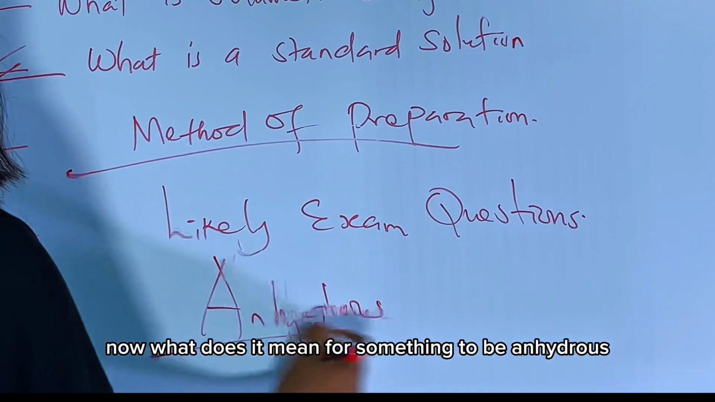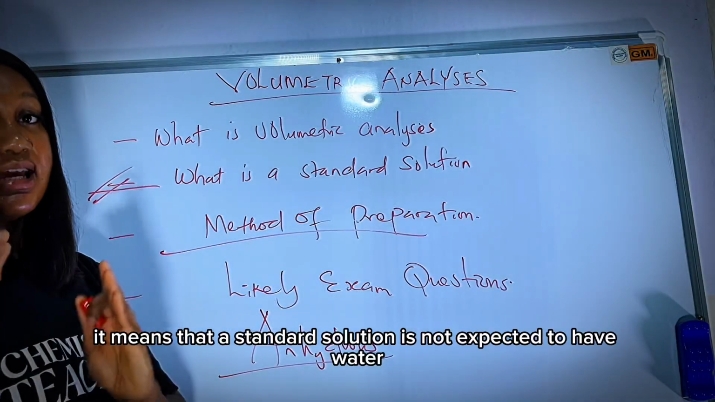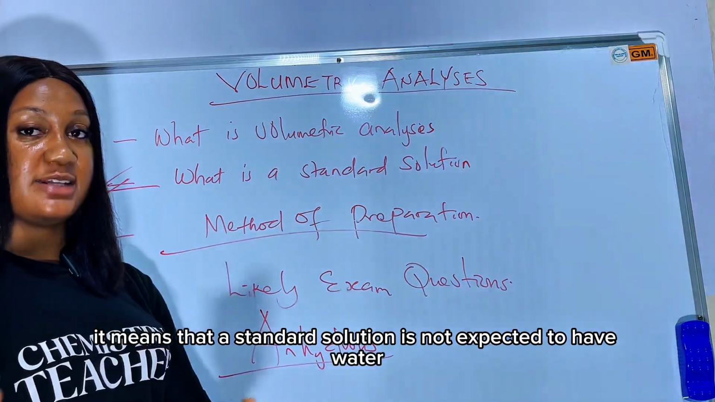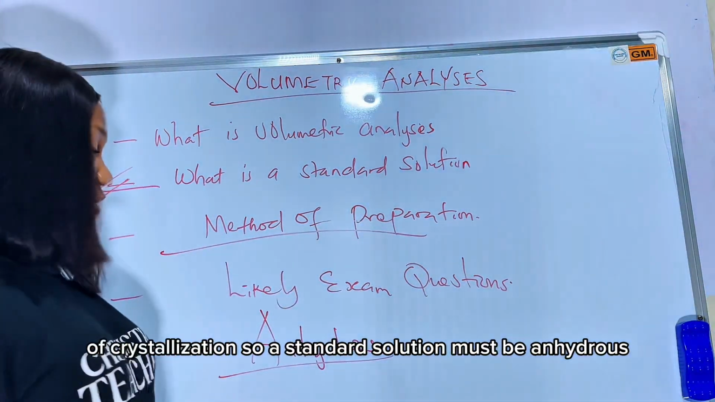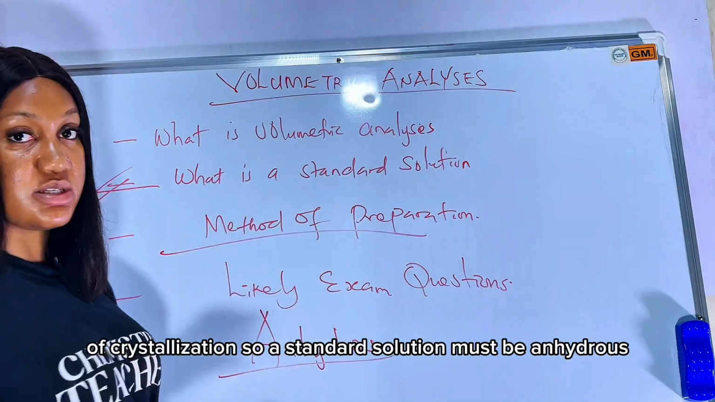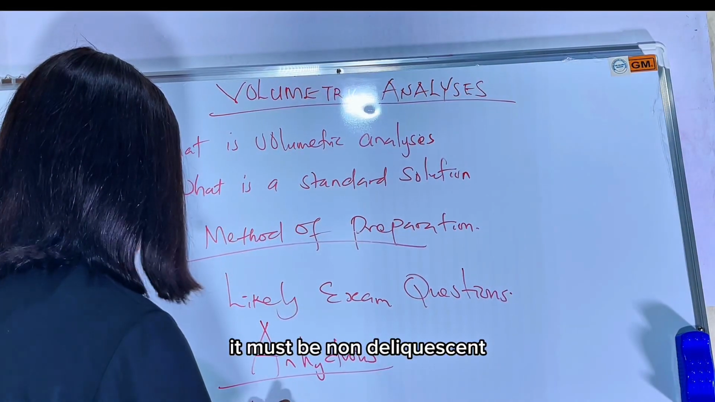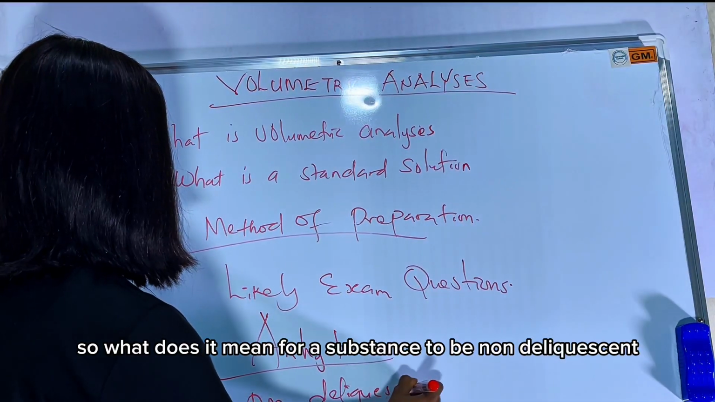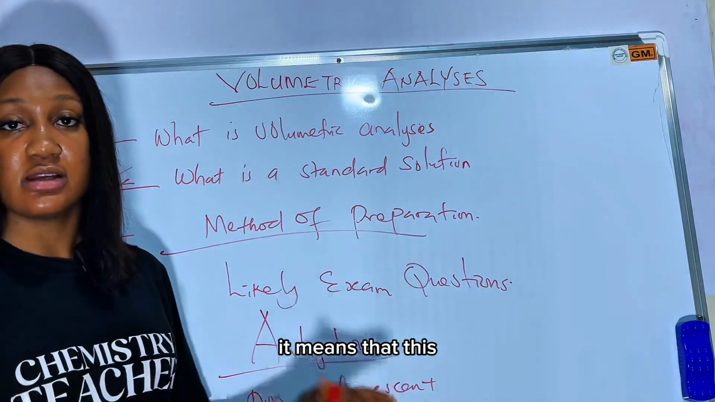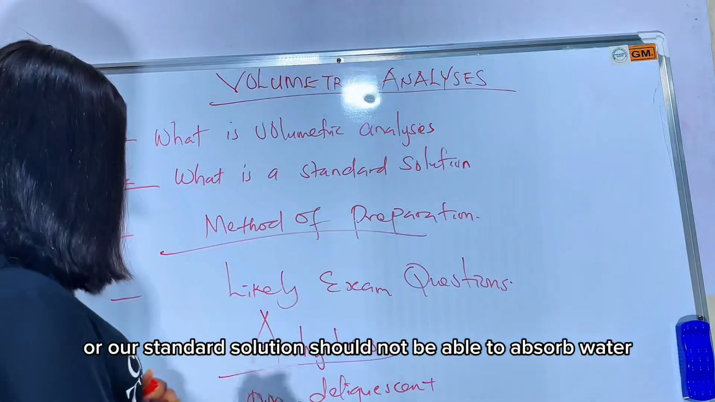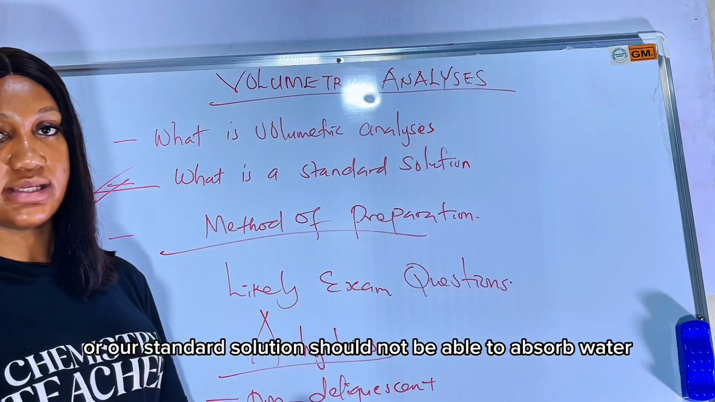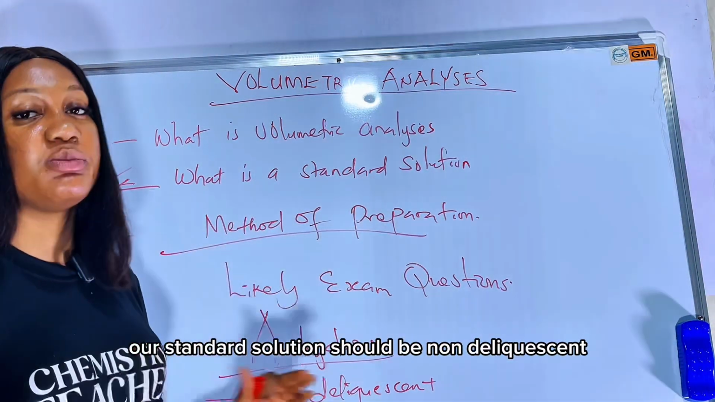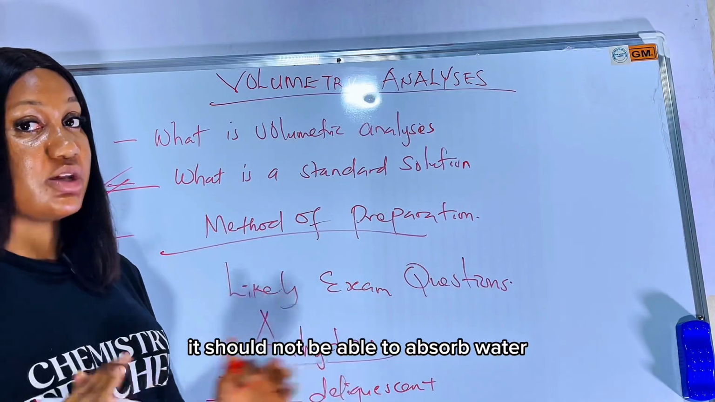Now, what does it mean for something to be anhydrous? It means that a standard solution is not expected to have water of crystallization. So a standard solution must be anhydrous. It must be non-deliquescent. So what does it mean for a substance to be non-deliquescent? It means that our standard solution should not be able to absorb water. Our standard solution should be non-deliquescent. It should not be able to absorb water.